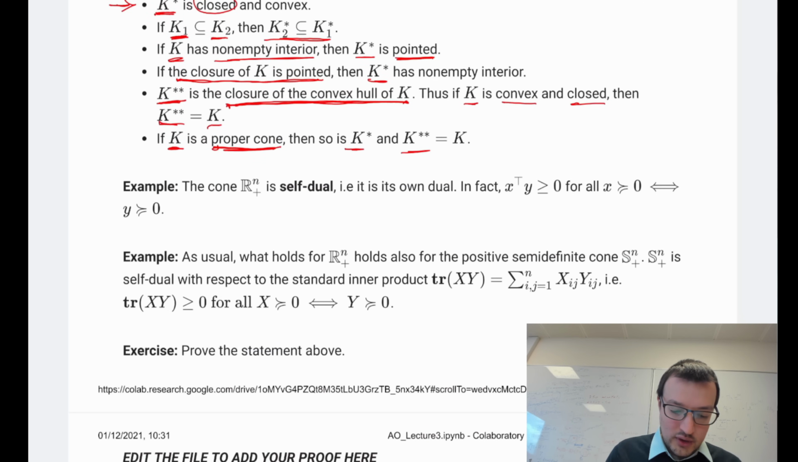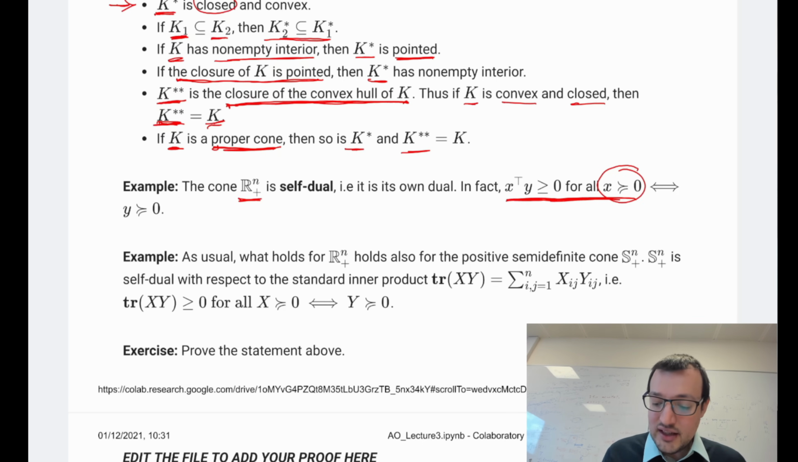As an example, we can look at the cone R plus power n, and R plus power n is self-dual, okay? That means essentially that the dual is itself. Why is this the case? Well, the proof is very simple, okay? We can see that x transpose y is greater or equal than 0 for all x which is greater or equal than 0 in the inequality associated to R plus, if and only if also y is greater or equal than 0 in the inequality associated to R plus, so the component-wise inequality.